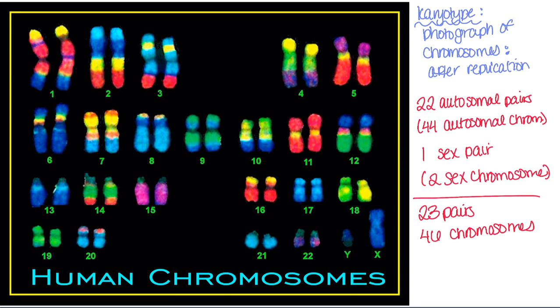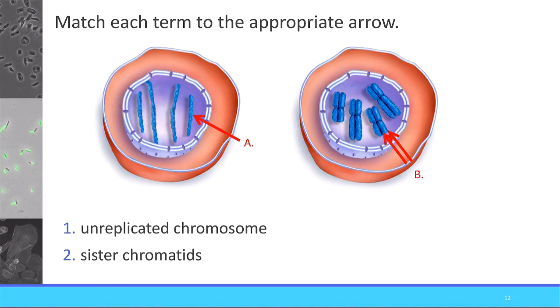All right, so now that we've had a couple of different definitions thrown at us, let's go ahead and practice those. Here is an image of 2 cells, one on the left and one on the right. What I want you all to do is to match the term to the appropriate arrow. I suggest that you pause the video and walk through this practice problem. All right, so if we start with A, it is pointing at a chromosome, and at this point we see one line. We can tell that this is an unreplicated chromosome.